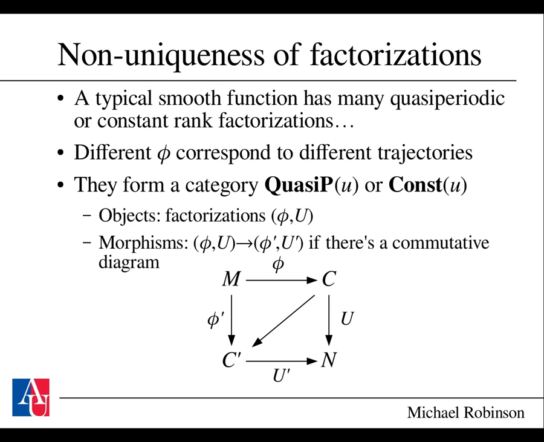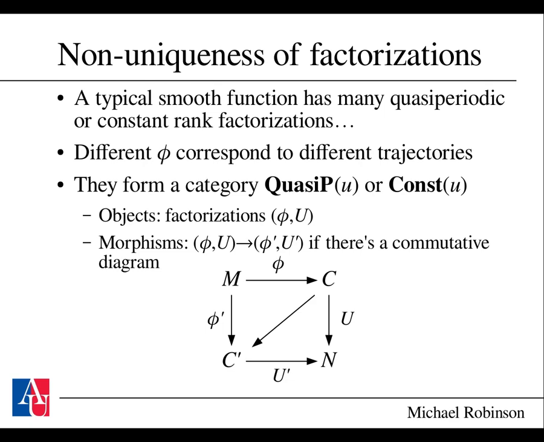There's probably many of them for any given collection of data, and of course you don't know which of these is the right one. Which phi map corresponds to your actual trajectory, which U map corresponds to your actual target. There's a possible plethora of these. What I suggest you do is think about each one of these as an object in a particular category, and the morphisms are commutative diagrams that look like this. They're effectively described by the diagonal map going from C to C prime between the phase spaces.